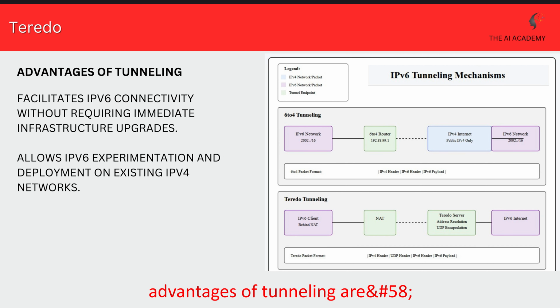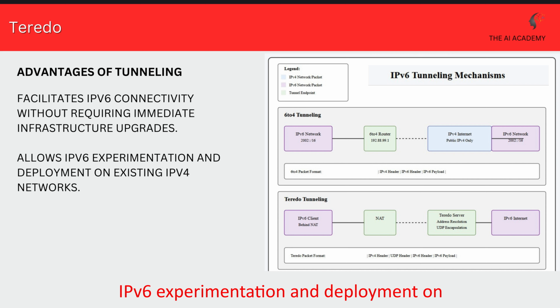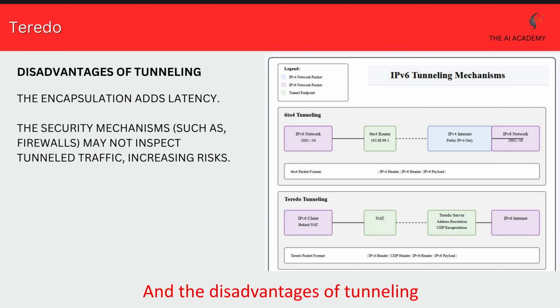The advantages of tunneling are: it facilitates IPv6 connectivity without requiring immediate infrastructure upgrades. It allows IPv6 experimentation and deployment on existing IPv4 networks. And the disadvantages of tunneling are: the encapsulation adds latency. The security mechanisms, such as firewalls, may not inspect tunneled traffic, increasing risks.